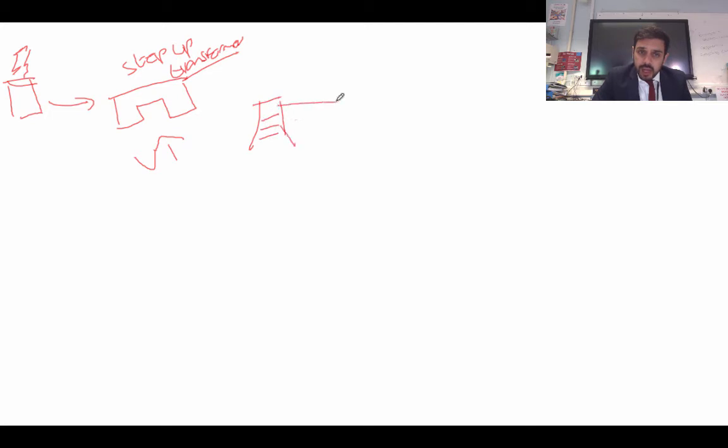Now remember, just after a power station, I'll just draw a power station for you as well. So my power station. Just after a power station, the first one you get is a step up transformer. That makes the voltage increase. Voltage goes up. Why does it need to do that? Because it's going to go along power lines. Why does the voltage need to be so high on power lines? Because that reduces current, which then means less heat loss.